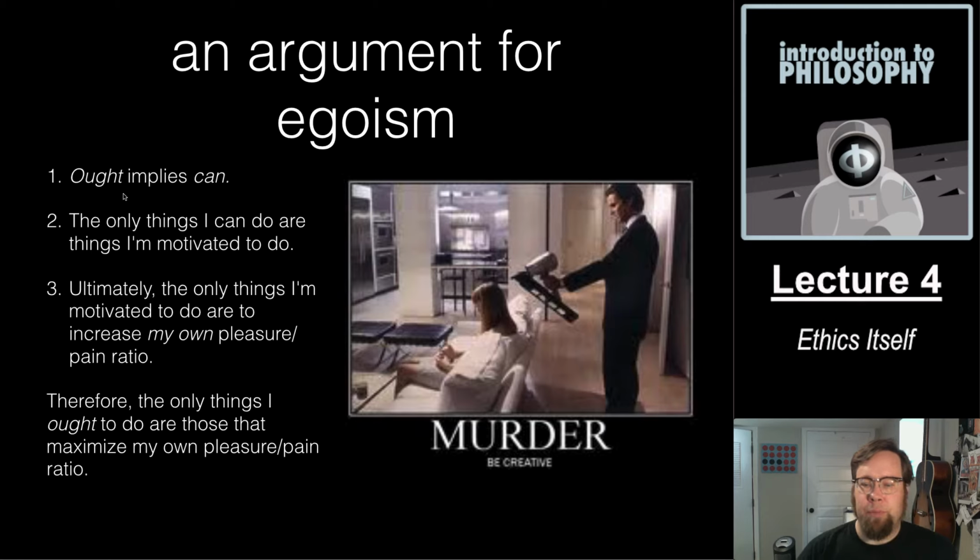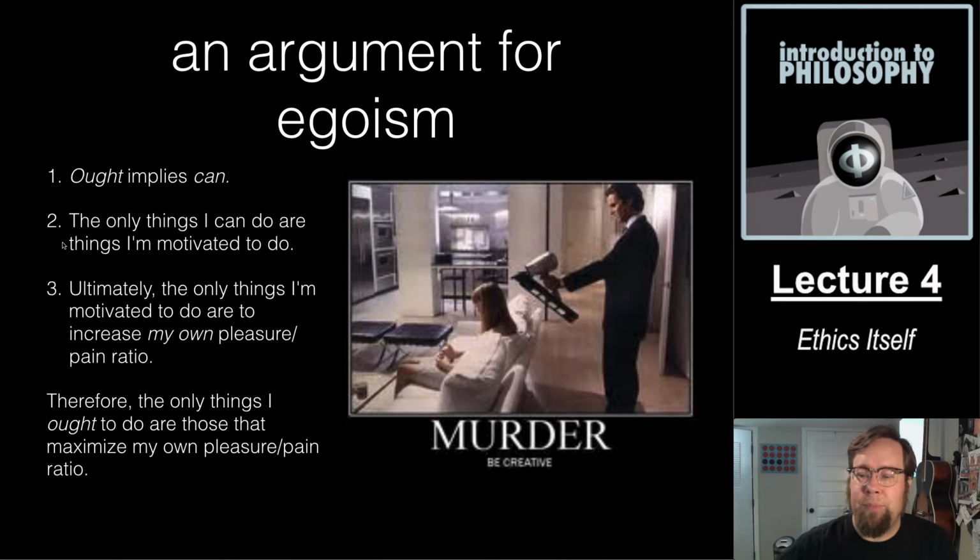That's going to be the first premise of this argument for egoism. The second premise says the only things I can do are things I'm motivated to do. So I just can't do something unless I have some kind of motive to do it. And you might say, well, you could fall down, and one way you could fall down is if someone pushed you down. Well, that's the sense in which I'm not actually doing it. I'm not really the one doing the falling. Instead, the falling is something that's happening to me.